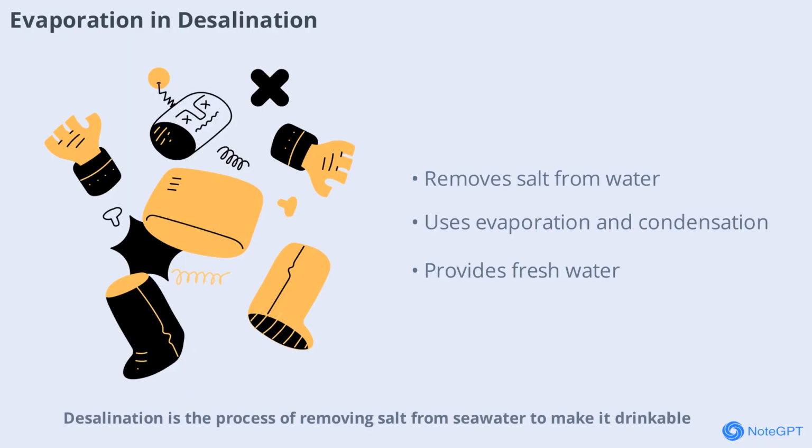Desalination is the process of removing salt from seawater to make it drinkable. One method uses evaporation. Seawater is heated until it evaporates, leaving the salt behind. The vapor is then condensed back into fresh water. This technique is used in many parts of the world where freshwater is scarce, showing how evaporation can solve real-world problems.